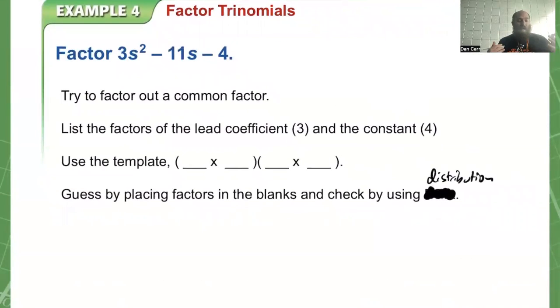Factor these trinomials. This one's a little different. First thing, always check to see if there's a common factor, kind of like when I did the 2 earlier. In this case, I don't. 3, 11, and 4, s squared, s, and then there's no s. There's no common factors here. So I still want to think of it in terms of what could go in where. So list the factors of the lead coefficient 3 and the constant 4. For 3, there's only one possibility. It's got to be 3 times 1. As for 4, I could have 2 possibilities. I've got 1 times 4 or 2 times 2.